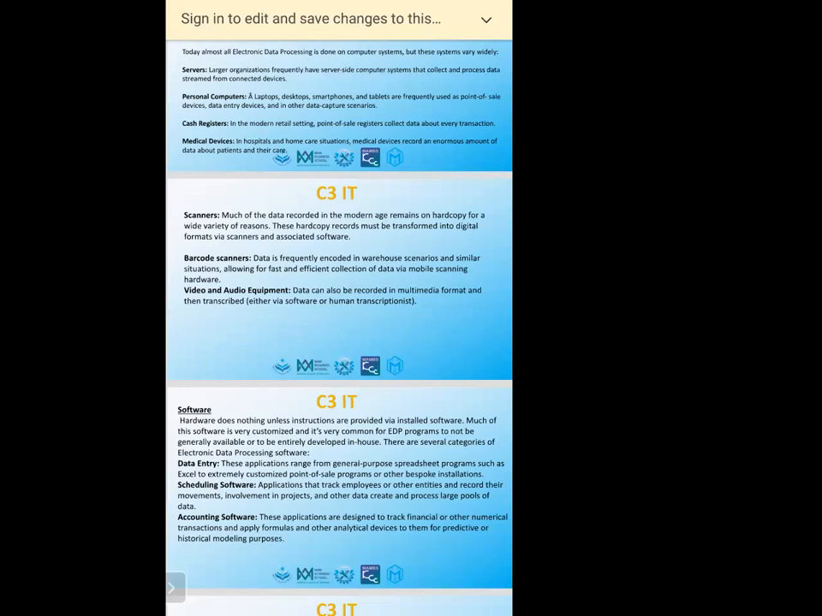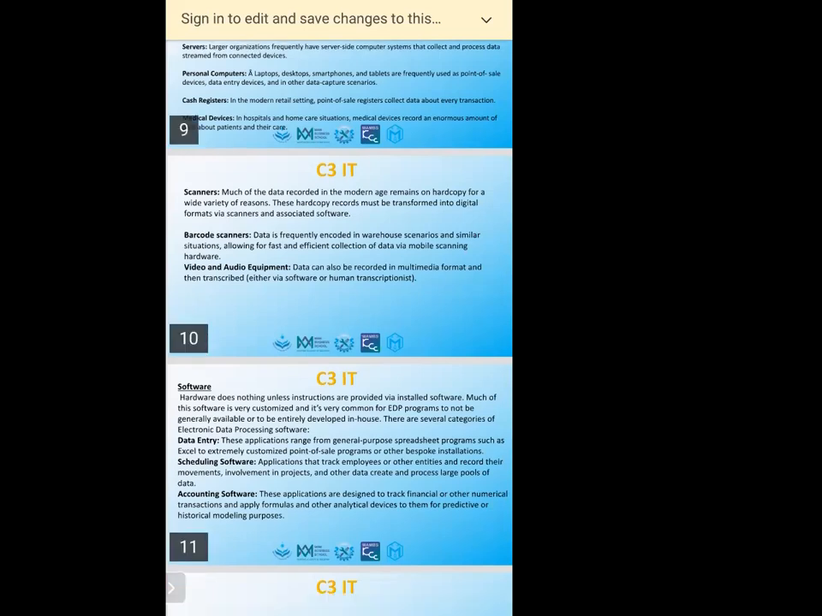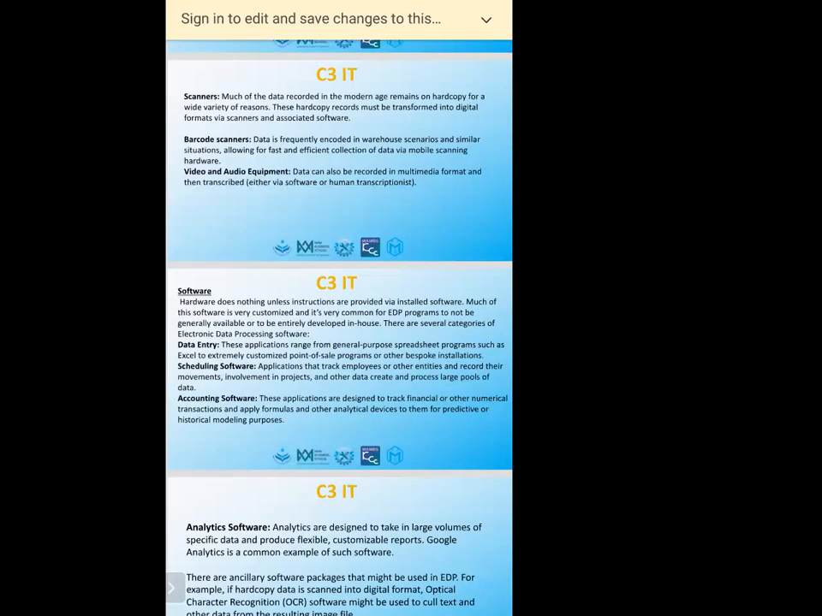So anyone, could you tell me about the EDP software? Data entry, scheduling software, accounting software, then analysis software. Then next which one? Analysis software also.